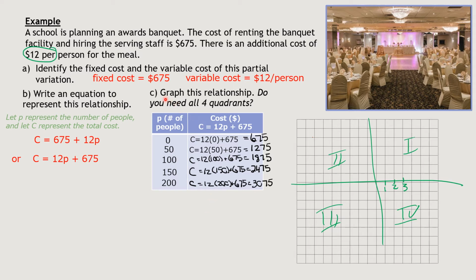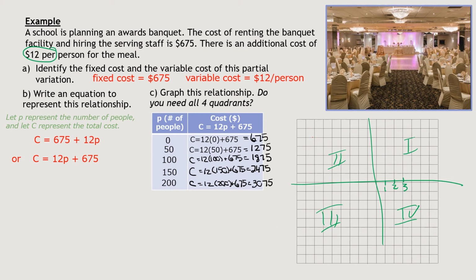So we're still on part C, graph this relationship. Do you need all 4 quadrants? All these numbers are positive because it's number of people. How could it be negative? And our cost is all positive. So I only need quadrant 1 when everything is positive.